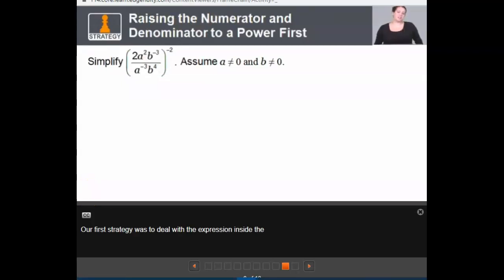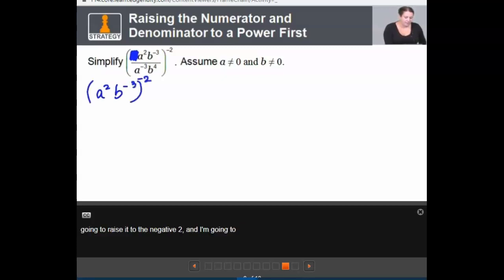Our first strategy was to deal with the expression inside the parentheses first, to simplify inside first, and then raise to the power. Now let's take a look at simplifying the same expression, except we're going to deal with that power first. But I notice that this isn't the same expression, so I'm just going to get rid of this 2. Let's all pretend it's not there. Here's the same expression. Okay, I'm going to deal with the power first. That means I'm going to take a squared b to the negative 3, and I'm going to raise it to the negative 2.